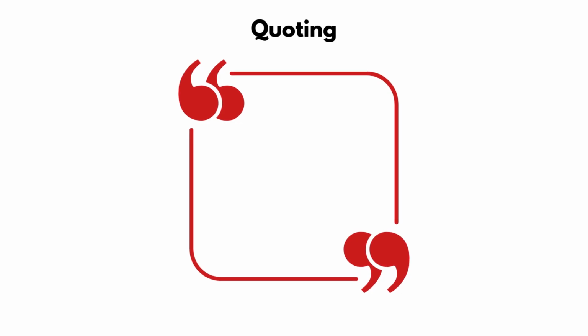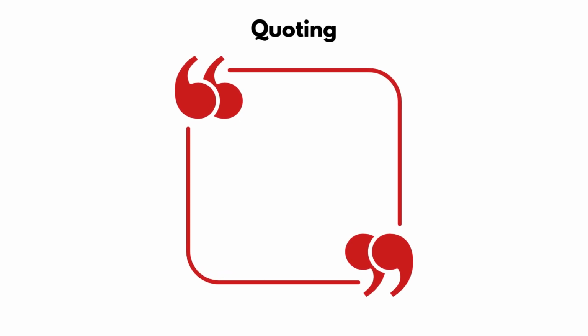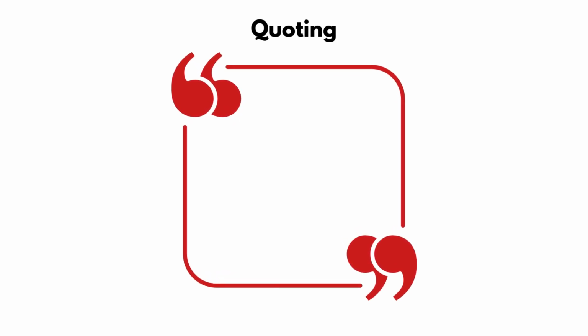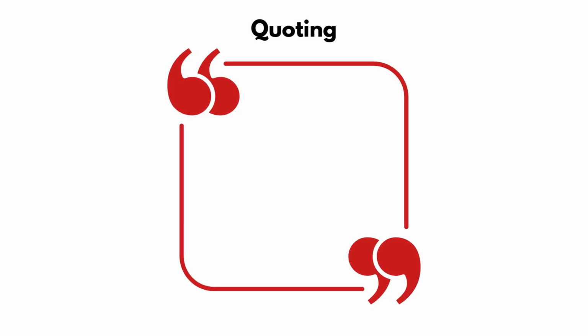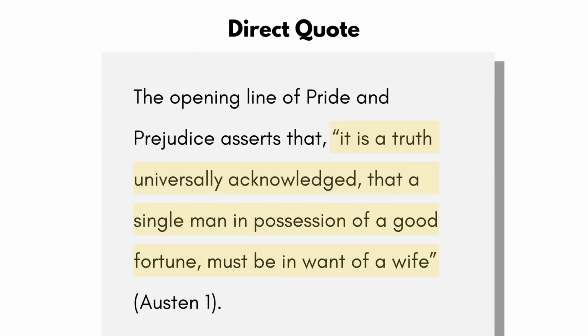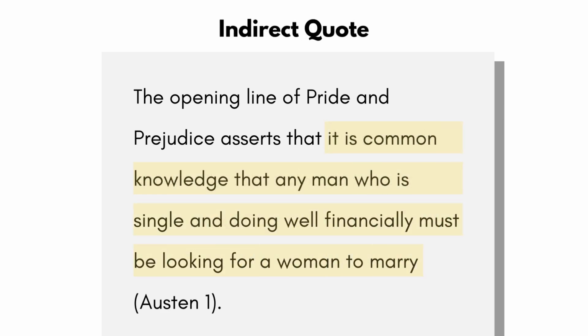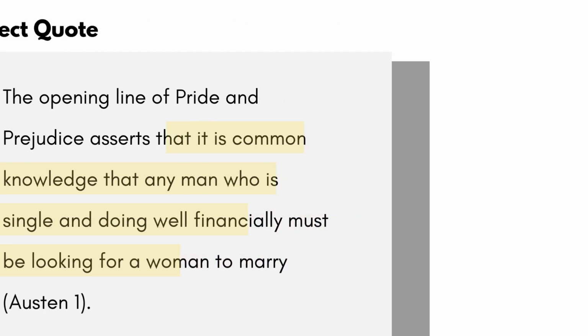Quoting involves using a part of the original source in your paper. This can be done by using either a direct or indirect quote. A direct quote uses the exact wording from the original source placed inside quotation marks and must be attributed to the original author using an in-text citation. Indirect quotes require you to put the original quote into your own words. When quoting indirectly, you still need to properly cite the original source.